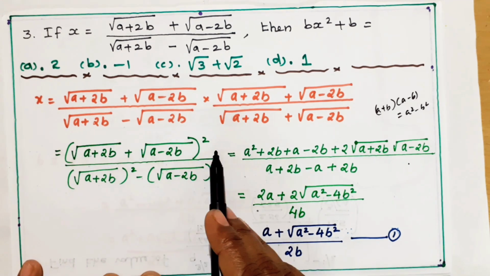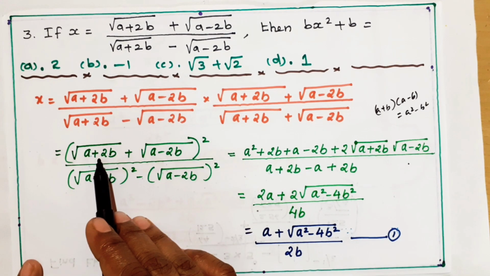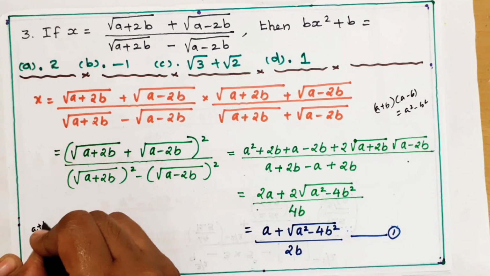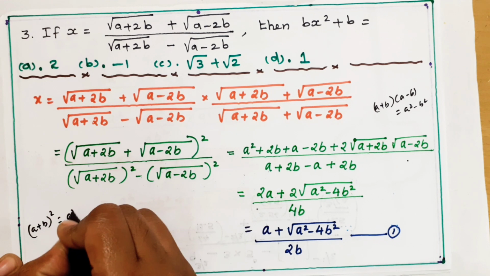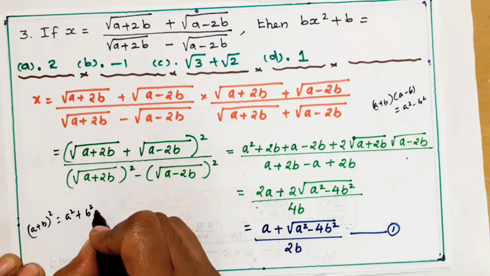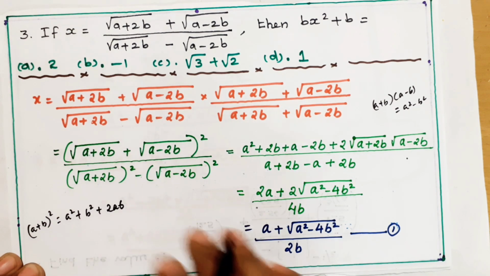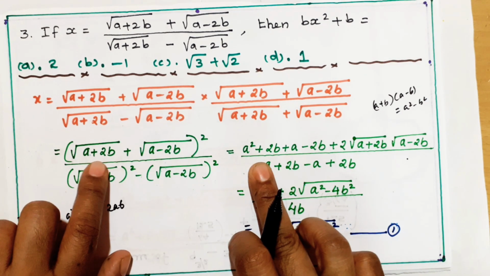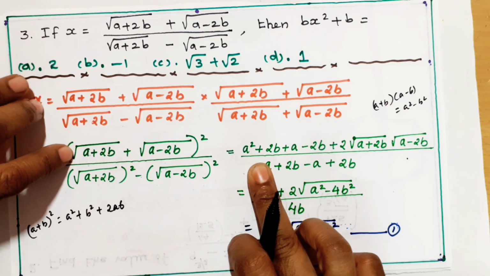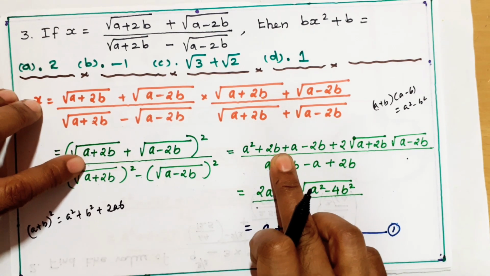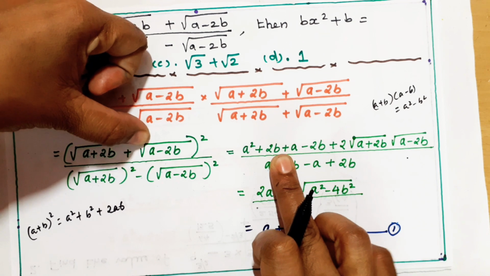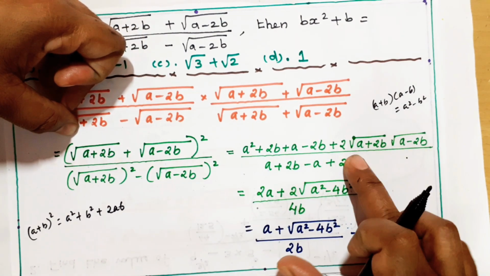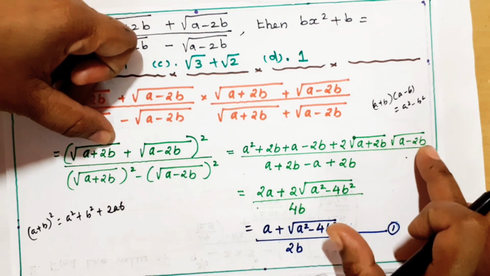Now we need to expand the numerator term. So this is in the form of a plus b the whole square. What is a plus b the whole square? It is a square plus b square plus 2ab. So a square, the first term squared, so the square root will go, so it is a plus 2b. This term squared, so the square root will go, a minus 2b, plus 2 into root over a plus 2b into root over a minus 2b.